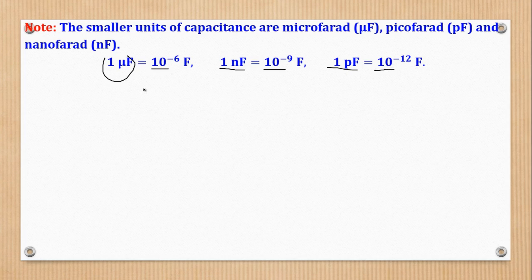So if, for example, they give you 6 microfarad, to change it into farad, you multiply it by 10 to power negative 6. If they give you 5 nanofarad, to change it to farad, you multiply by 10 to power negative 9. And if they give you, for example, 12 picofarad, you multiply by 10 to power negative 12. So that's how you can convert. Before you substitute in the formula, you have to ensure that the capacitance is in farad.